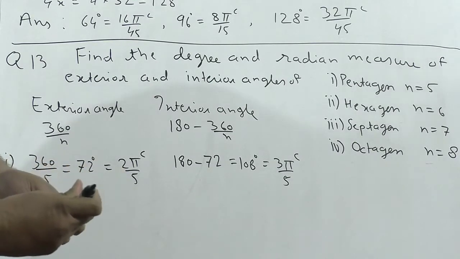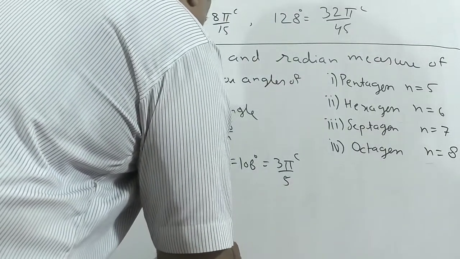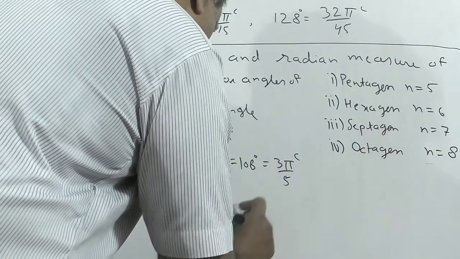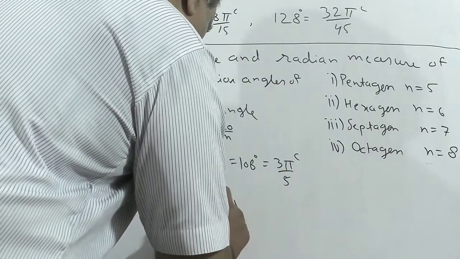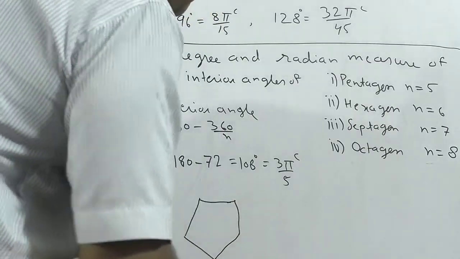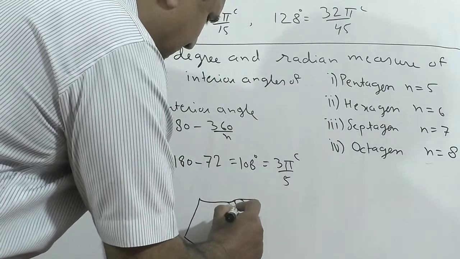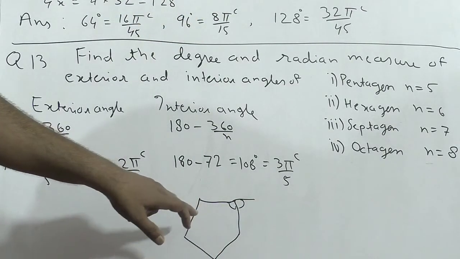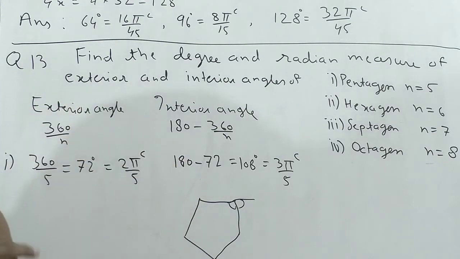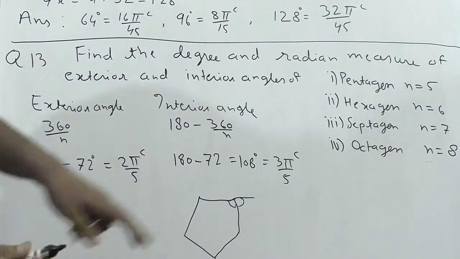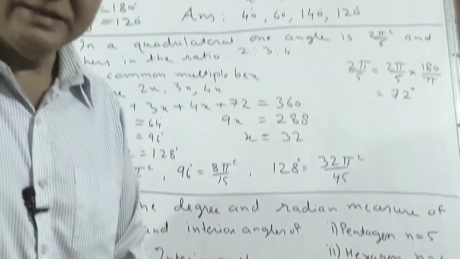I will just show you. See, just a rough diagram I am showing. So this is the exterior angle and this is the interior angle. The interior angle of a pentagon is 108 degree and the exterior angle is 72 degree. They are supplementary, they are in a linear pair. Understanding? Easy? We'll go ahead.